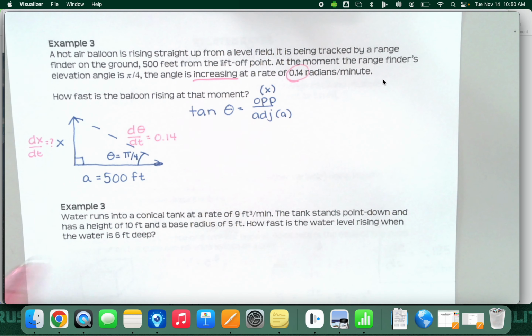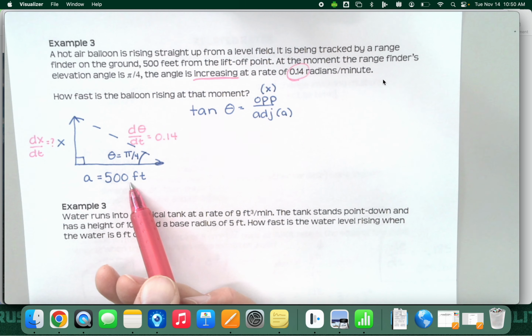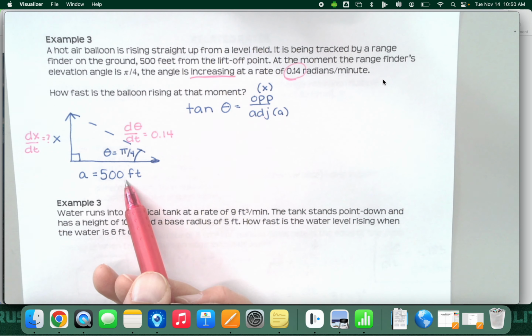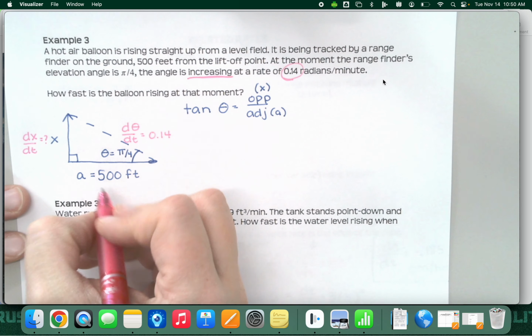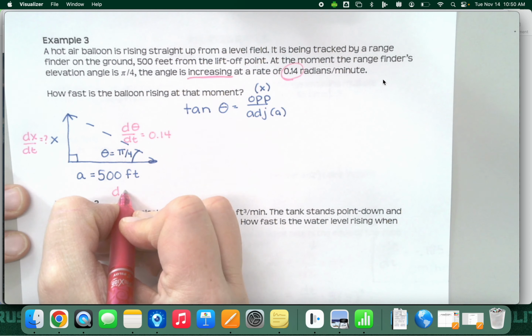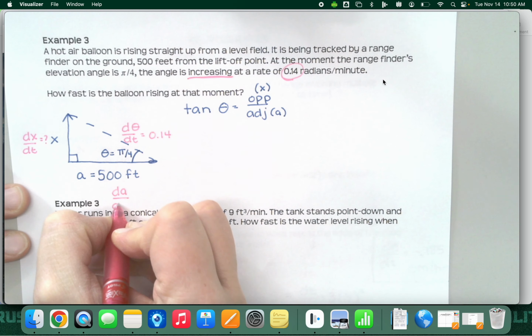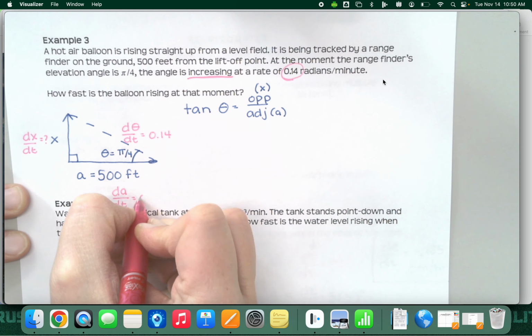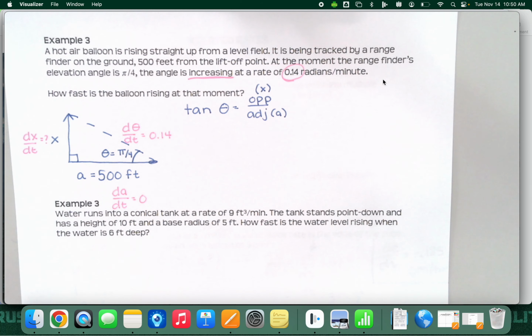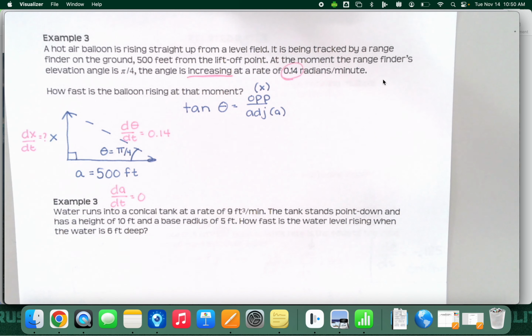And I want you to think for a second about this 500. This 500 isn't changing, right? This is a constant. And so my dA dt is actually equal to 0, right? Because this value is not changing. Those constants actually make these problems easier a lot of the times, okay? Because that 0 inside my derivative is going to wipe some things out.